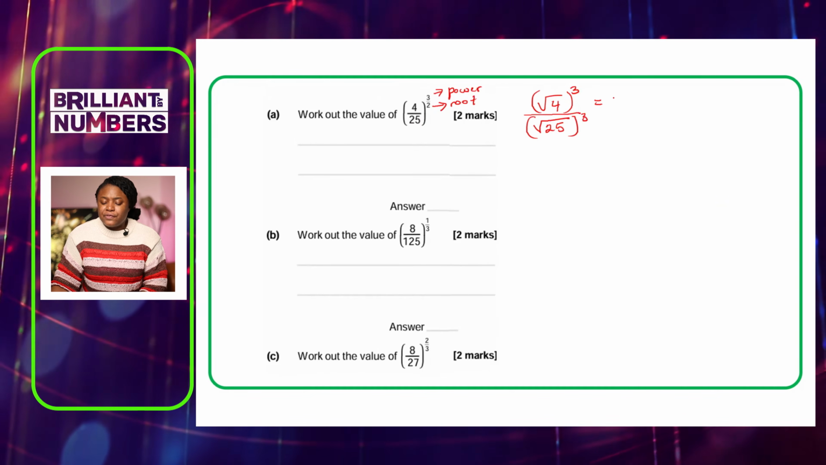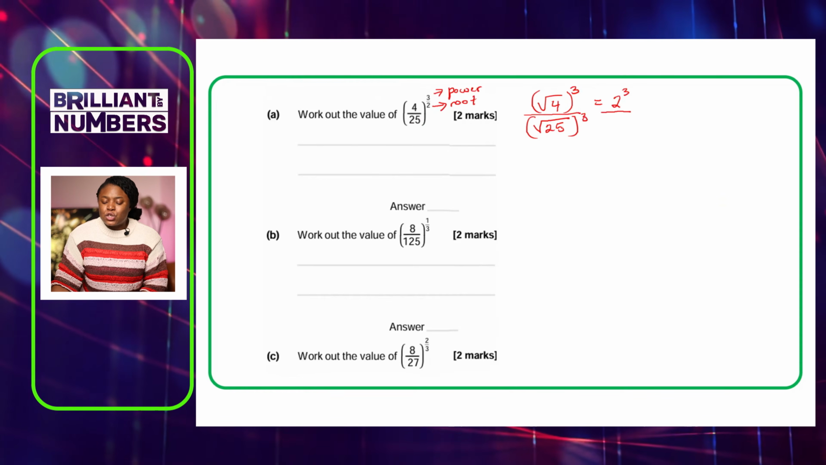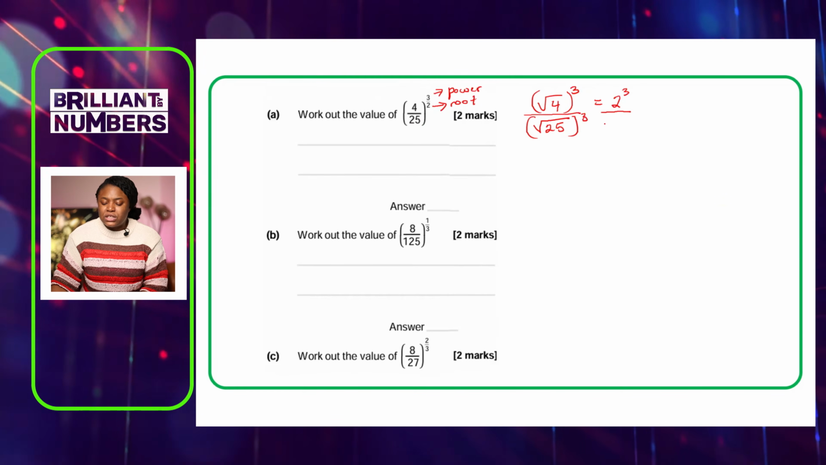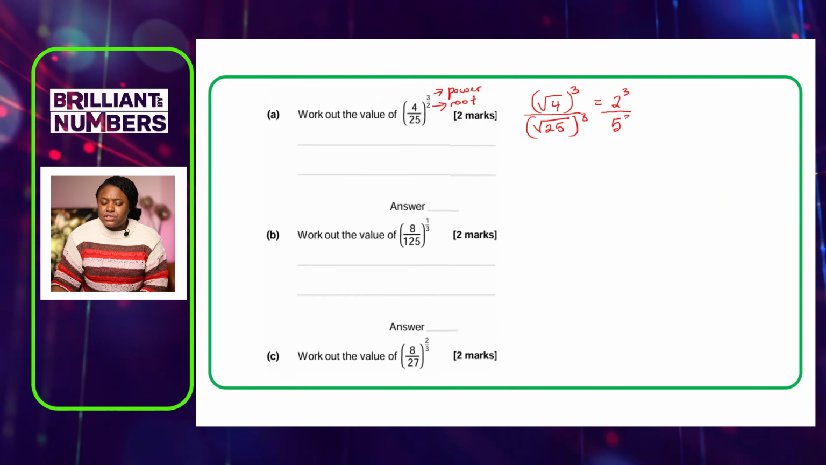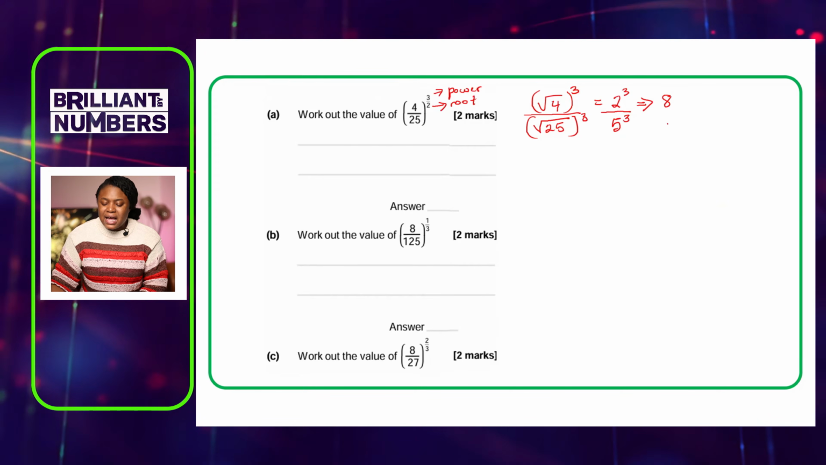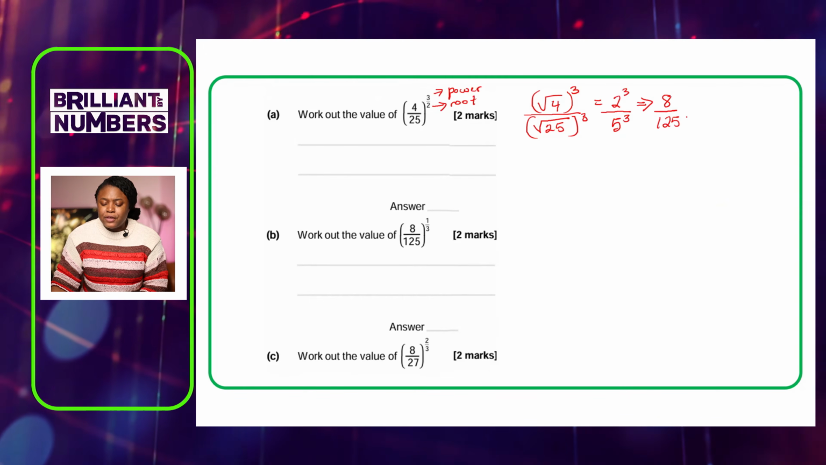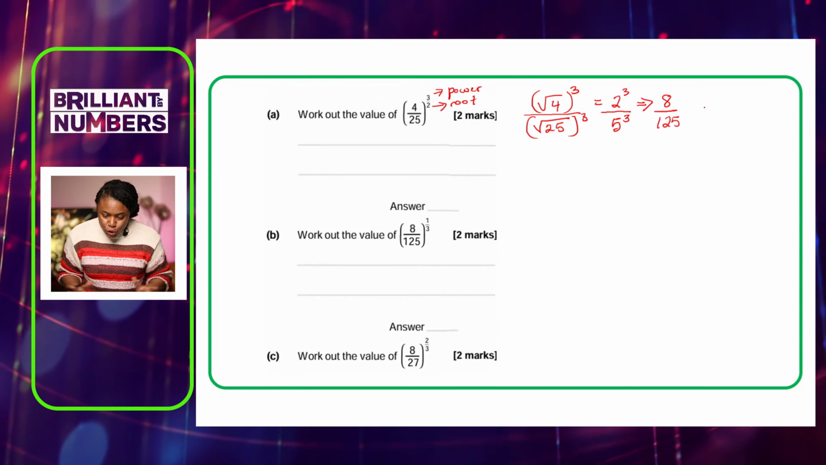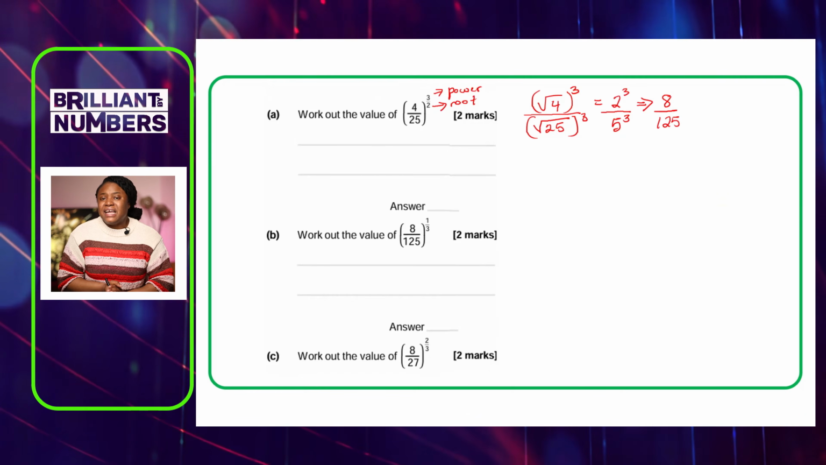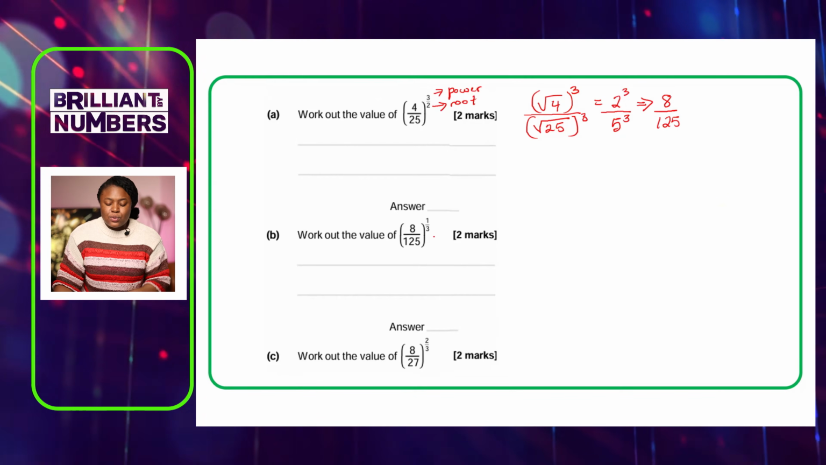So the square root of 4 is 2, and then I need to cube that, divided by the square root of 25, which is 5, and I also need to cube that. So the cube of 2 is 8, and the cube of 5 is 125. So therefore, the total answer as a fraction is 8/125. We go ahead to do the next one.